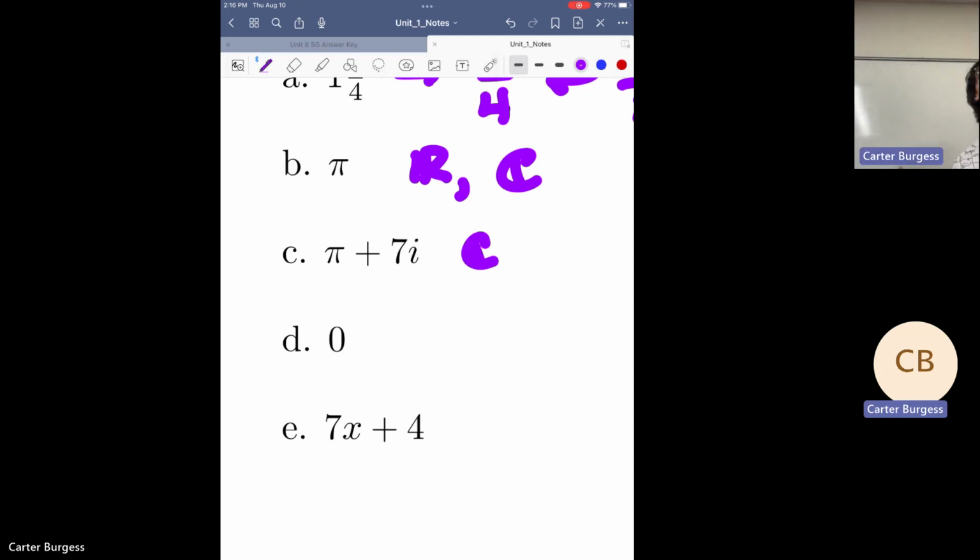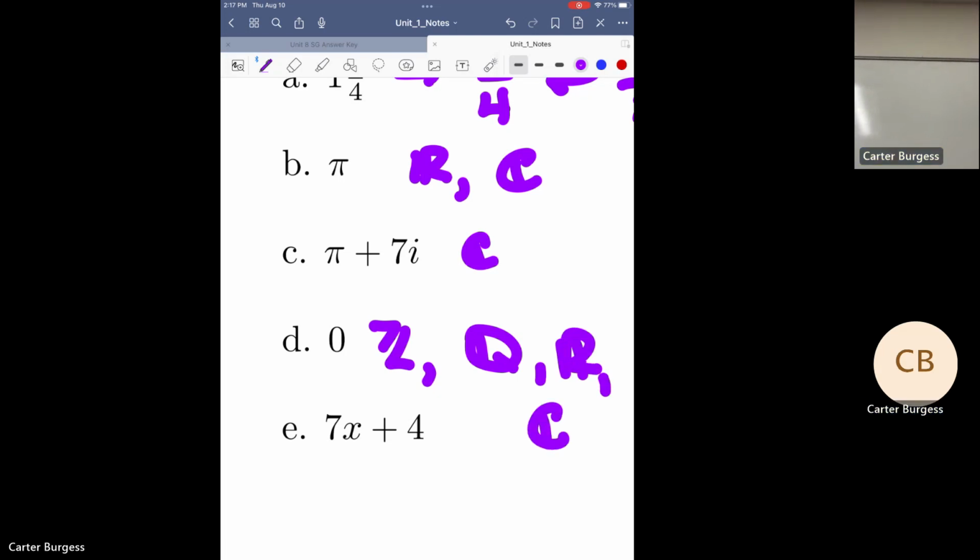Okay. What about 0? Is 0 a positive counting number? No. Is 0 a positive or negative counting number or 0? Definitely. This is Z. And if it's Z, what else is it? Q, R, and C. All.